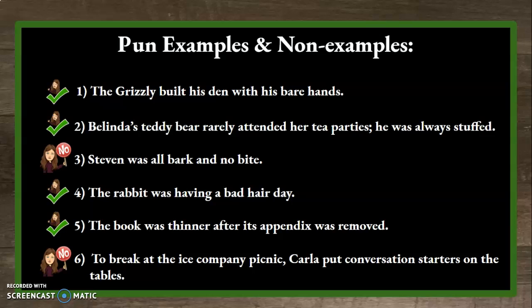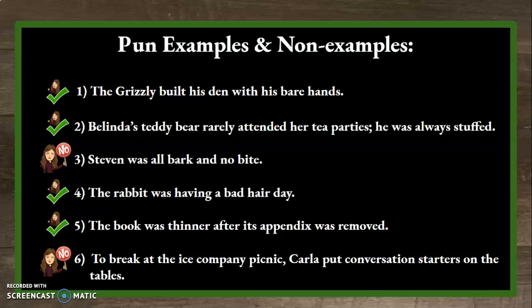Okay, number 1, the grizzly built his den with his bare hands. So when we hear the word bear, B-A-R-E, that means hands and just with his own hands. But if we think about bear like B-E-A-R, then that is kind of funny because a grizzly is a type of bear. So that would be a pun.